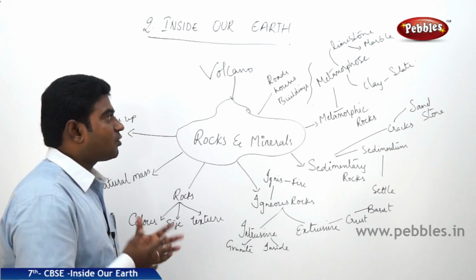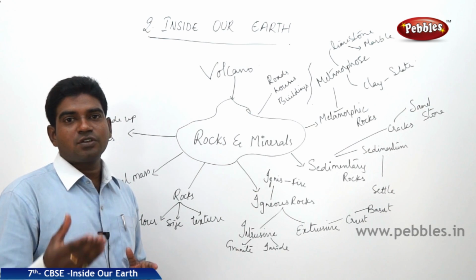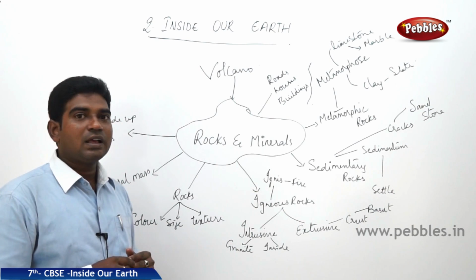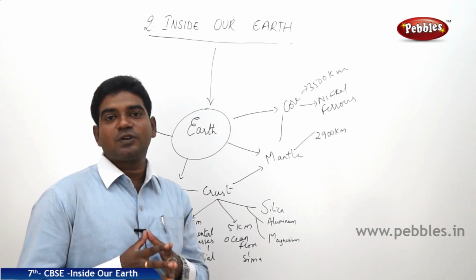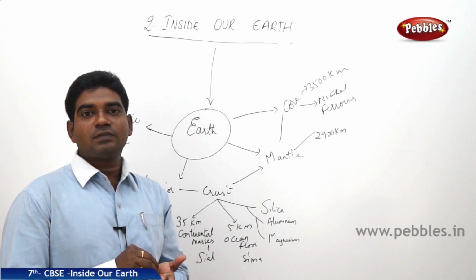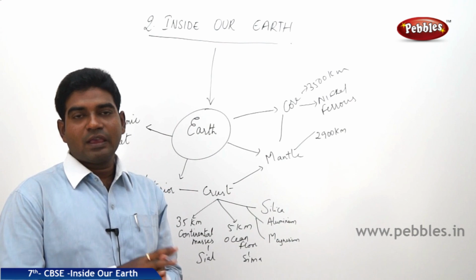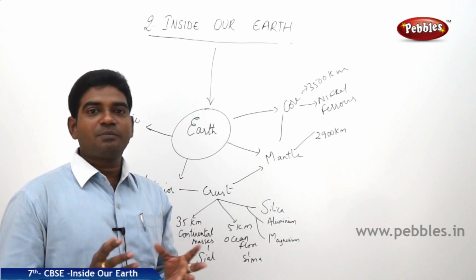All these different kinds of rocks are used for construction of roads, houses and buildings. Inside our earth, chapter 2, what do we have under the layers of the earth? As we know, earth is a dynamic planet.